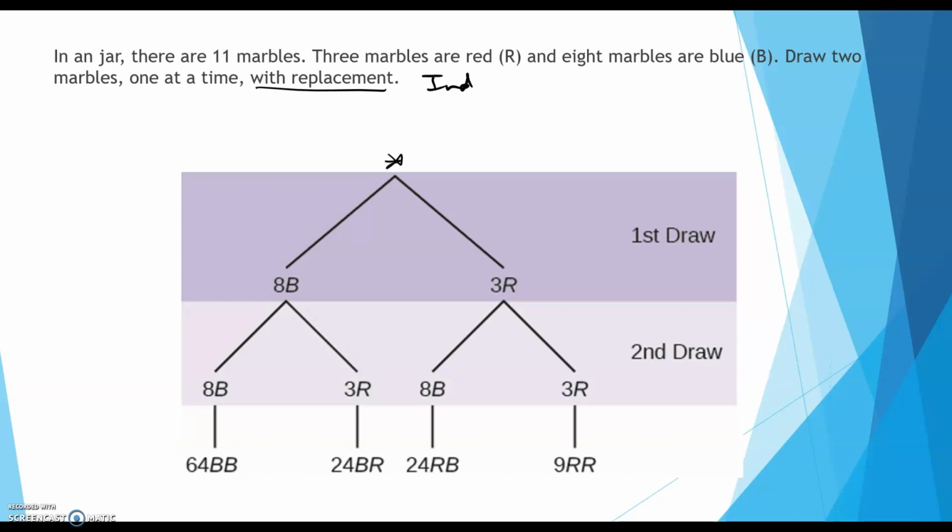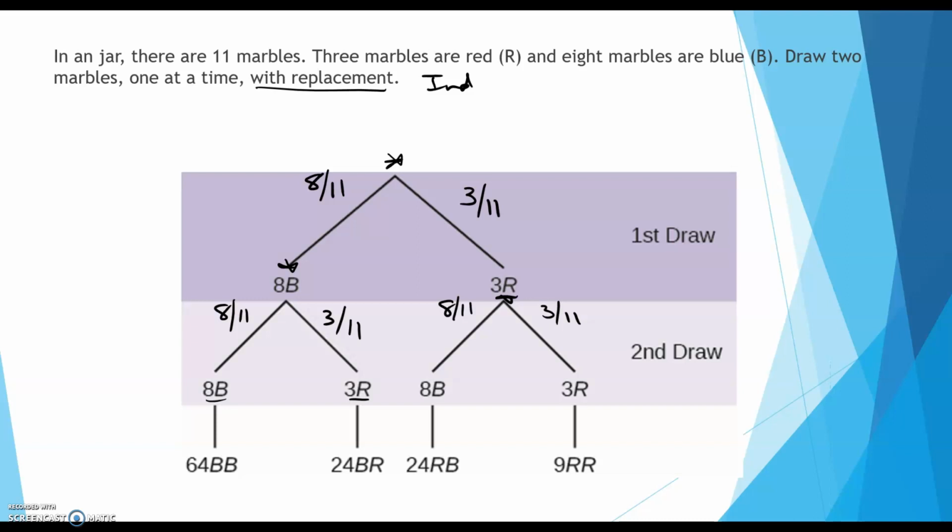Now, once you start right here, you have a choice, 8 blue or 3 red. So we could write, I have 8 out of 11 marbles or 3 out of 11 marbles. Once I get here, so say my first one was blue, I have another choice. I put that one back, and then I can either have a blue or a red. Because I put it back, I still have 8 blue over 11, and I still have 3 red over 11. Same thing over here. If it happened to be red, I still have the exact same probabilities.